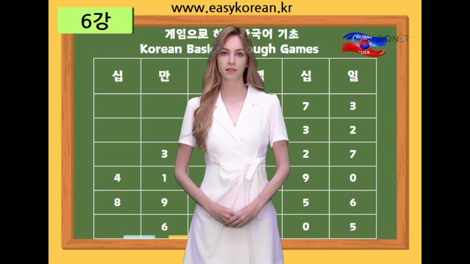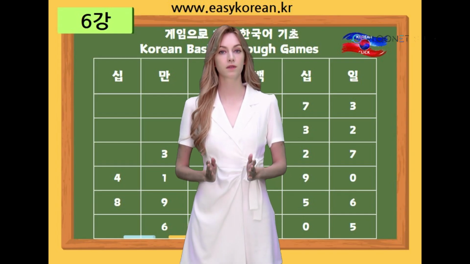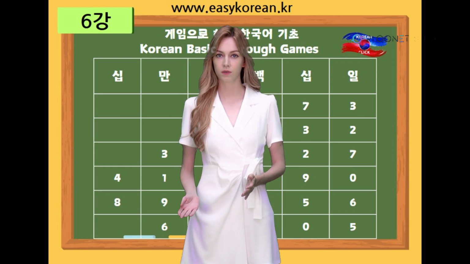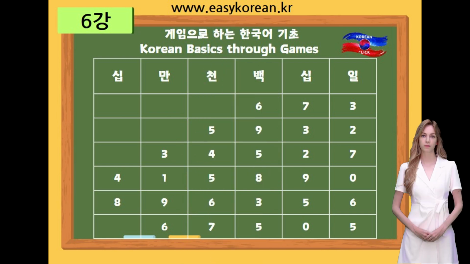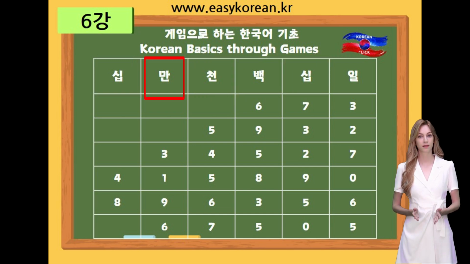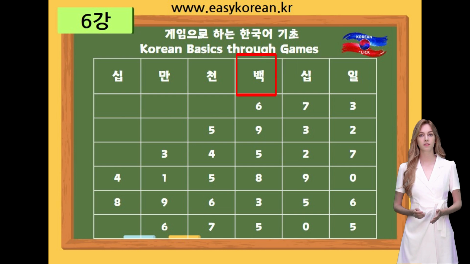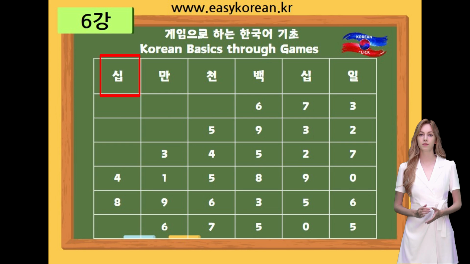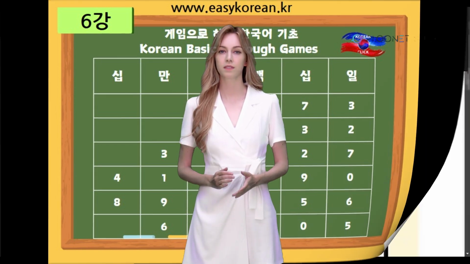You must memorize this in order to easily remember Korean numbers. Please never forget this and make sure to memorize it. I hope you will definitely memorize this. 일, 십, 백, 천, 만, 십만. I hope you will definitely memorize this.